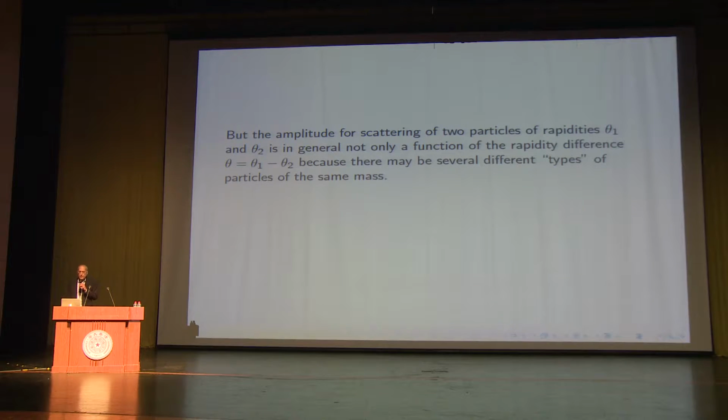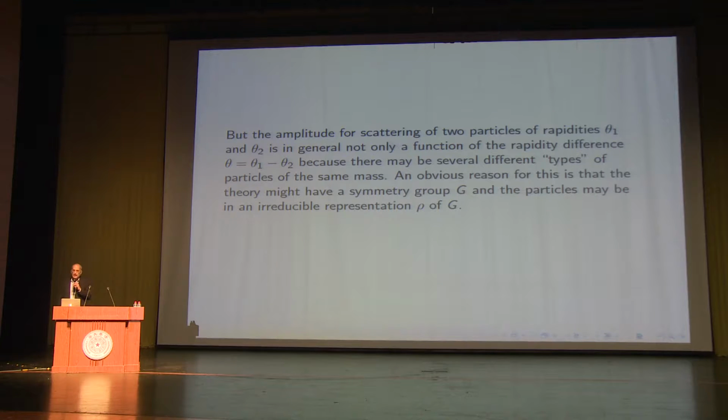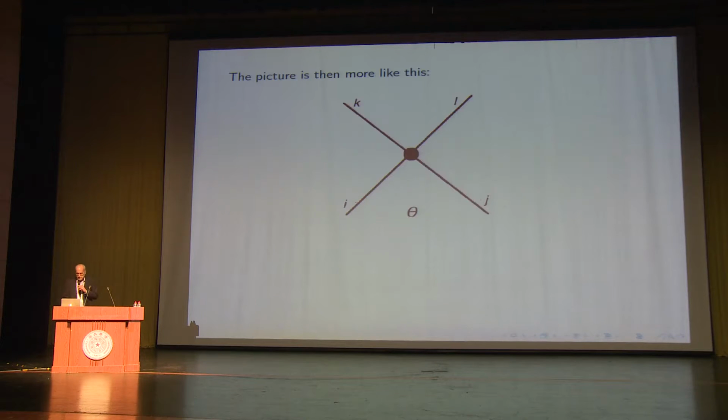But the amplitude to scatter 2 particles of rapidities theta 1 and theta 2 is in general not only a function of theta, because there may be different types of particles of the same mass. An obvious reason for that is that the theory might have a symmetry group G, and the particles may be in some representation rho of G. So the picture is then more like this.